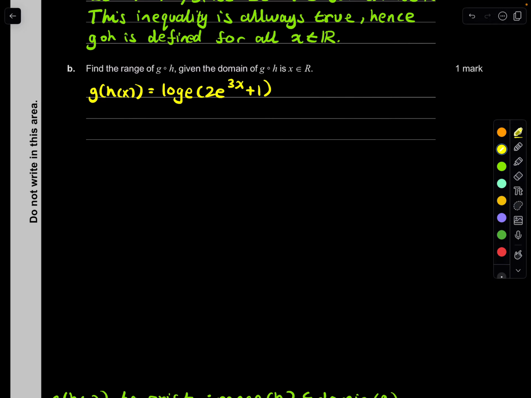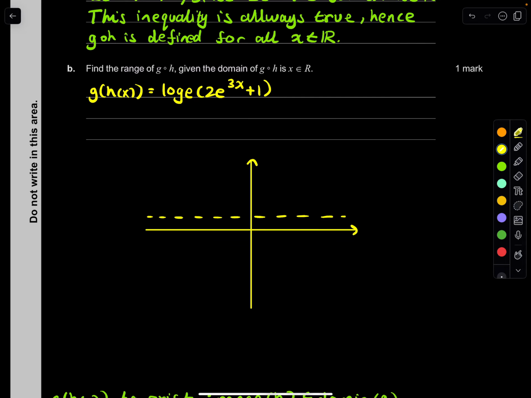Well, let's think of it like that. So first sketch that 2e^(3x) plus 1. That's how I would do this. First sketch it. All right, let's first sketch it. So it has an asymptote at y equals 1. It's this nice, beautiful thing.